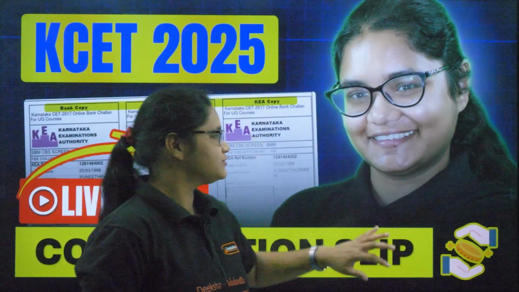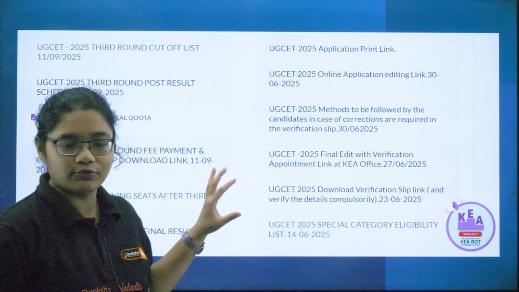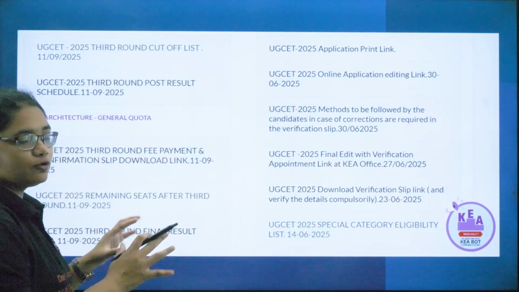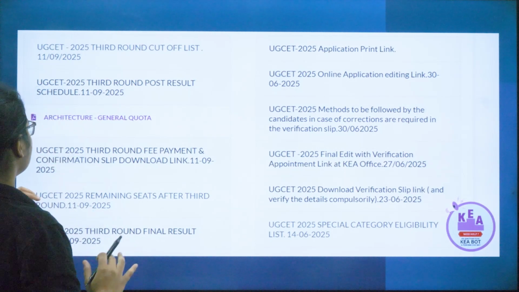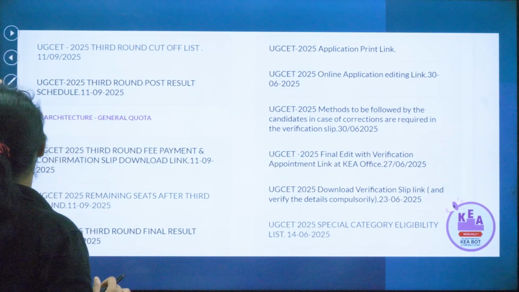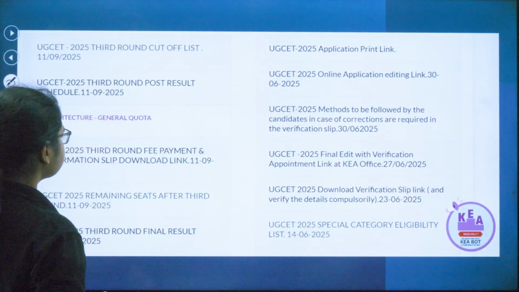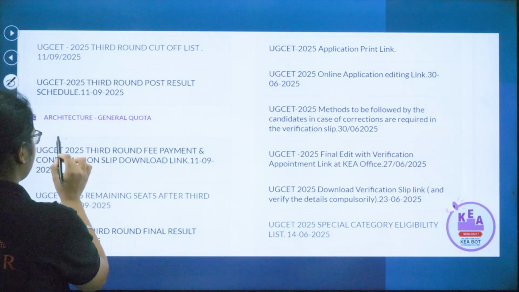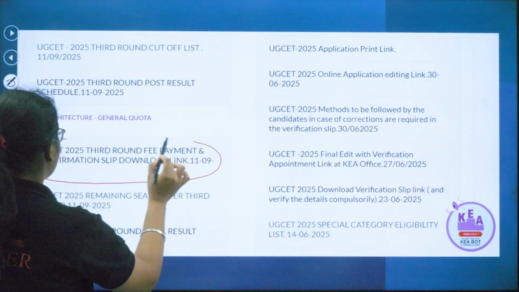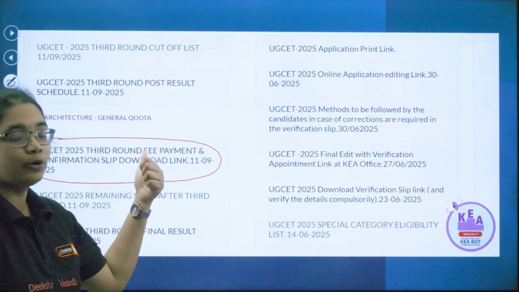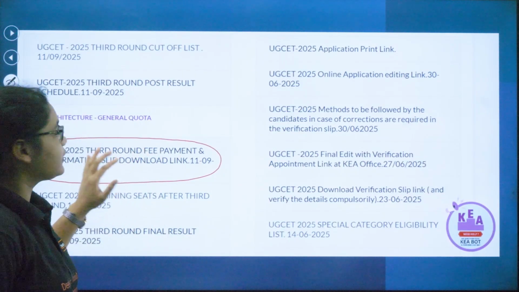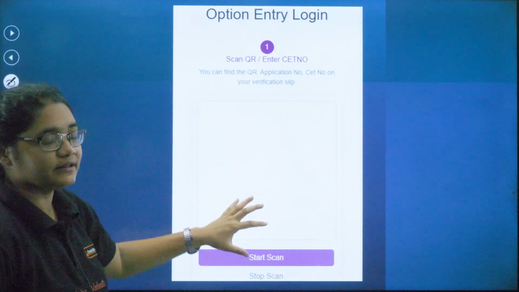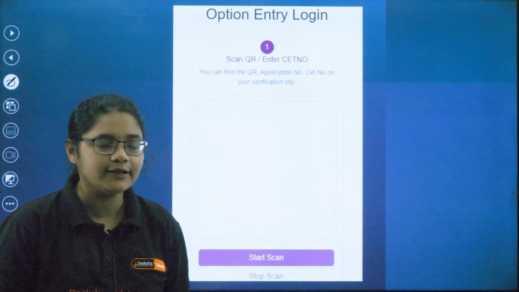I'll tell you step by step how you can download the confirmation slip. First of all, you have to go to the KEA official website, then go to UGCET, then to the admission section. There you will see a link which shows UGCET 2025 third round fee payment and confirmation slip download link. Click on that, and you will be directed to a page where you have to log in.